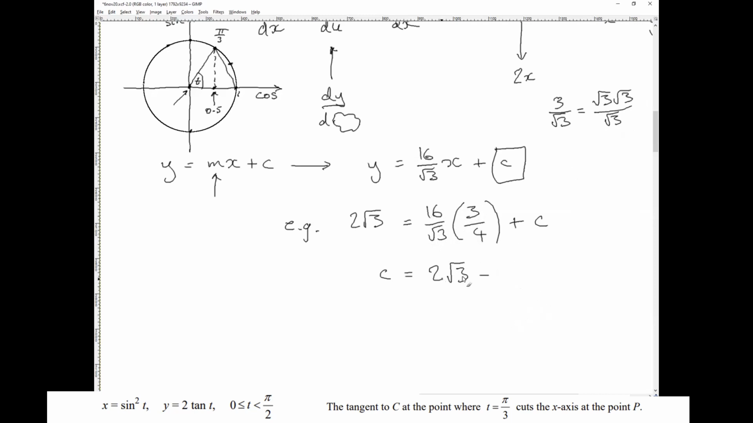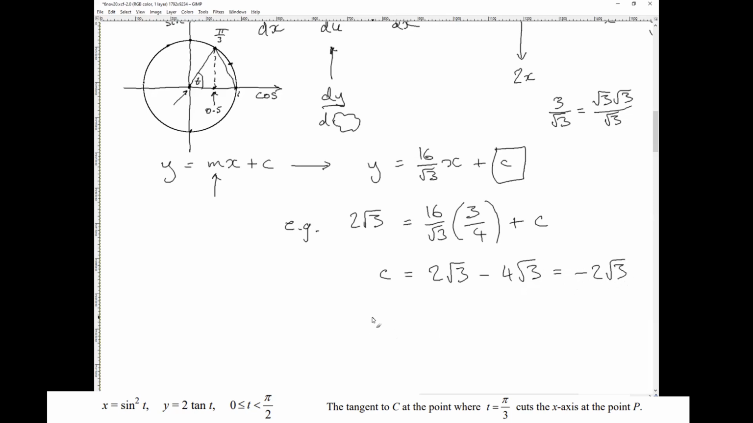So we've got 2 root 3 minus 4 root 3, which of course is minus 2 root 3. Good.